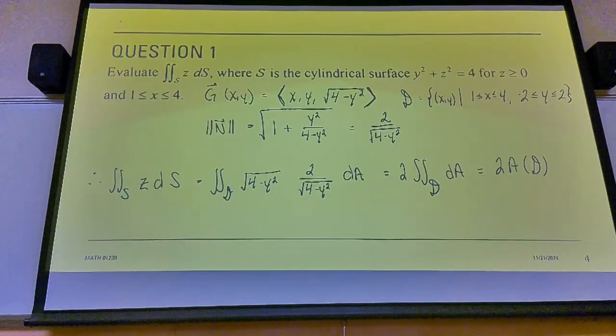Isn't our region of integration rectangular? What is the area? It's 12. There's our surface integral for 24. Wow, it was just so nice. Guess I felt like starting off easy when I wrote these.